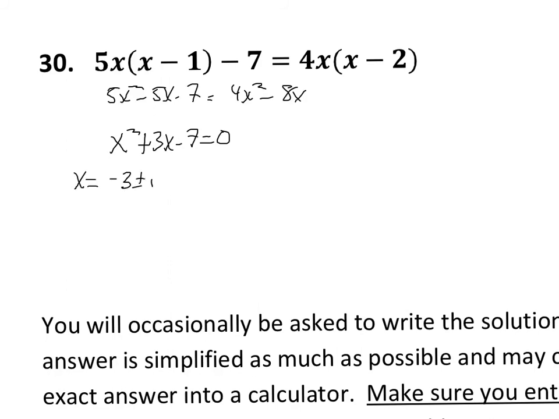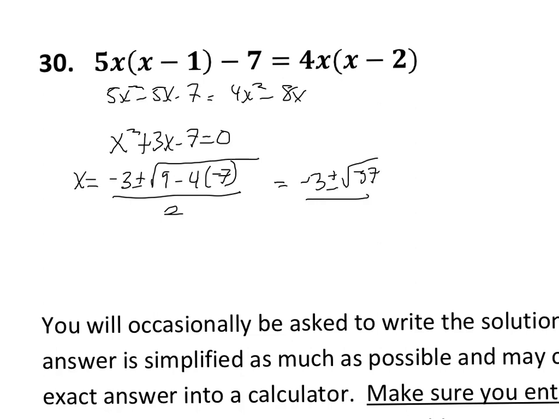-3 plus or minus the square root of 3 squared, which is 9, minus 4 times a, which is 1, times c, which is -7, all over 2a. All right, -4 times -7 is positive 28. 9 and 28 is 37. All over 2. Okay, can't simplify 37. We're done. It's as good as we can do.